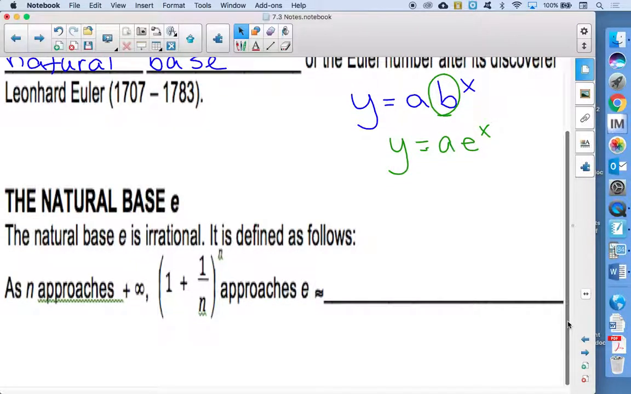So this E, it says the natural base E is irrational, just like pi is irrational. It's just a number that goes on forever. You can never write it as a fraction. And yes, it looks like it initially repeats, but then eventually it stops repeating. So it just goes on and on and on. That's what makes it irrational.